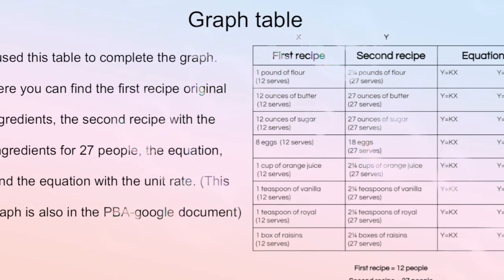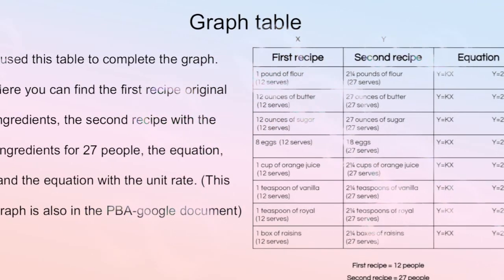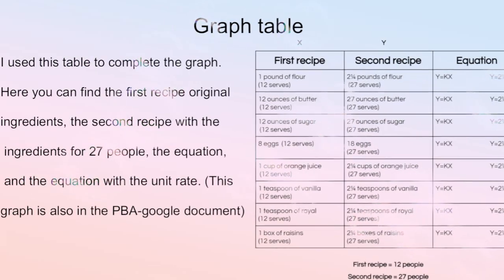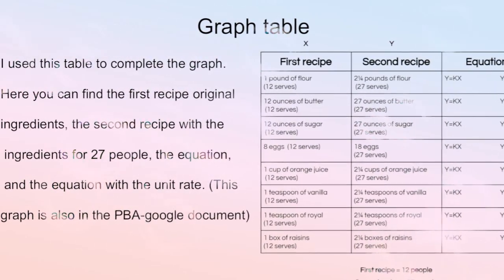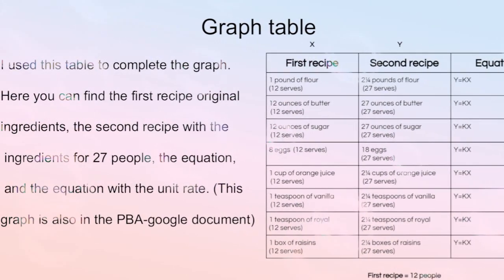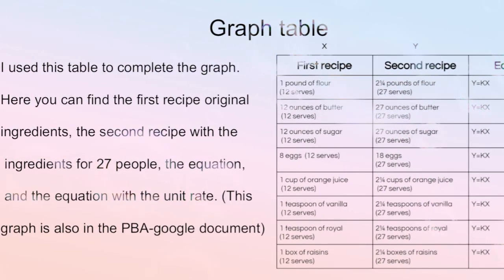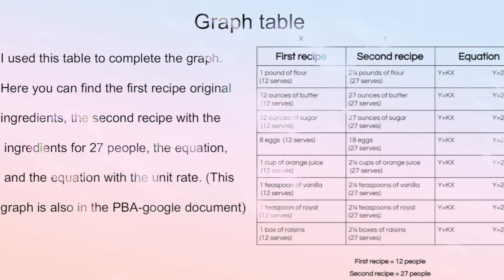Second recipe: 2 1/4 pounds of flour for 27 serves. 27 ounces of butter for 27 serves. 27 ounces of sugar for 27 serves. 18 eggs for 27 serves.